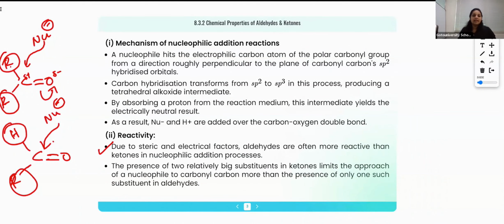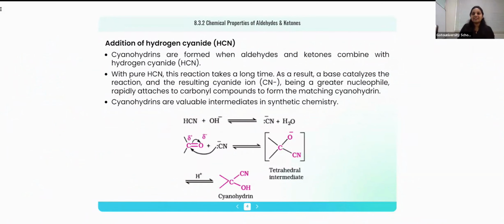Then, the presence of two relatively big substituents in ketones limits the approach of a nucleophile to the carbonyl group, more than the presence of only one such substituent in aldehydes. I told you that one, right? The same thing I explained. Next one, addition of hydrogen cyanide, HCN.